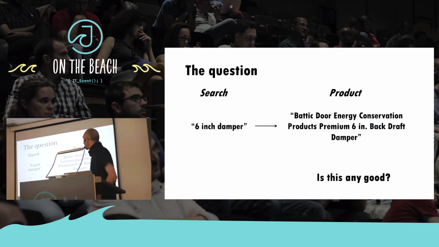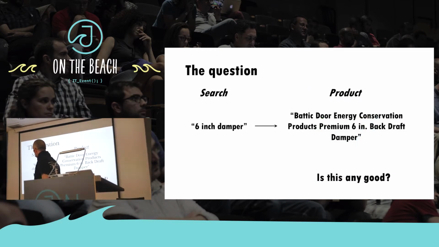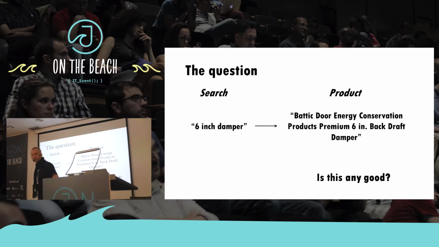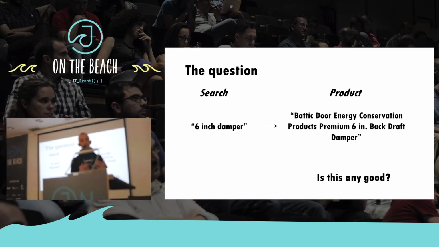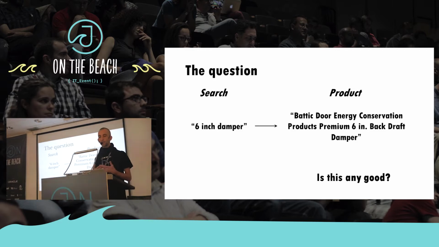So to go back to the problem, I presented initially the website with the search box. The point of the competition was this. If I go to the search box and I type something like I want a 6-inch damper, whatever that means, what will come up on the website is a long list of products. For instance, something like a Battic Door Energy Conservation Products premium 6-inch backdraft damper. Why not? And the question here is: is what came back from the website, the recommendation, any good? Is this what the person wanted or didn't want?